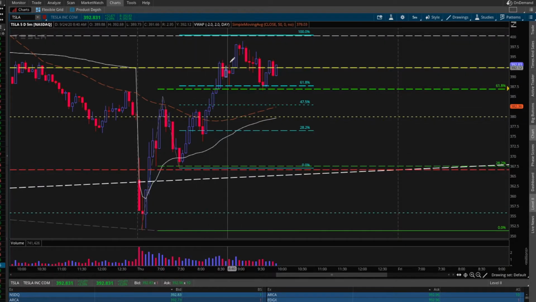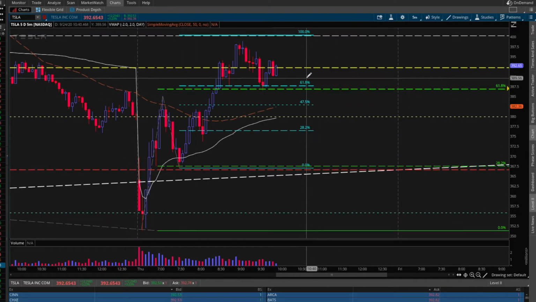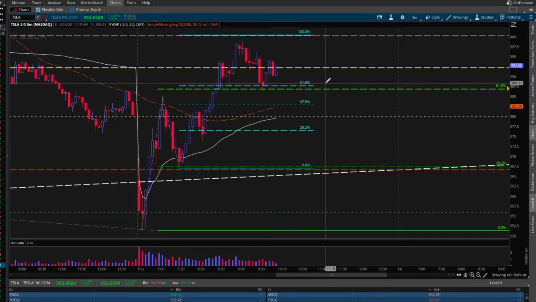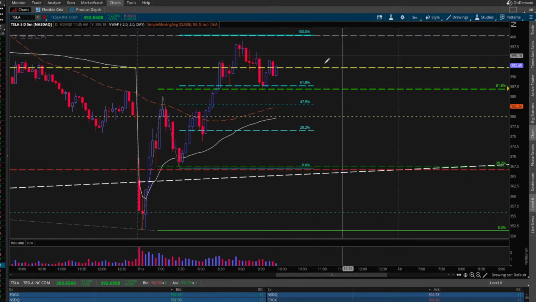So these upward swings aren't as large as its previous upward swing, but we are finding support above the 61.8 extension. So we might wait for this to bottom out here and see if we can move up again.